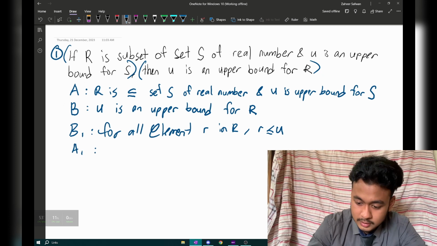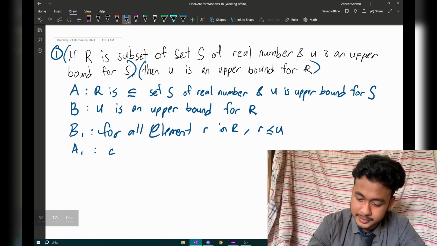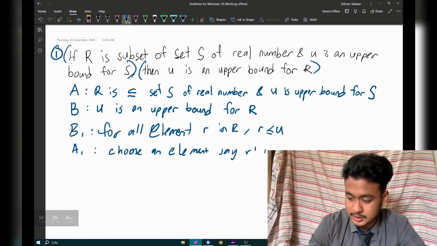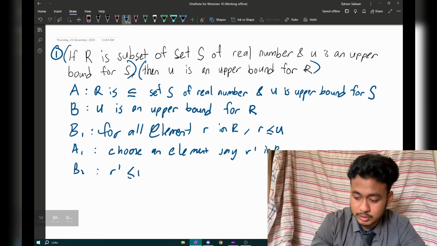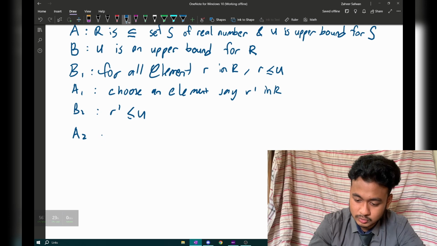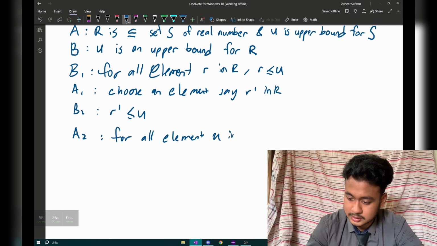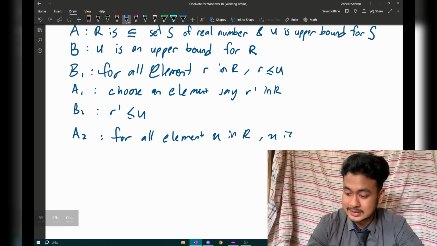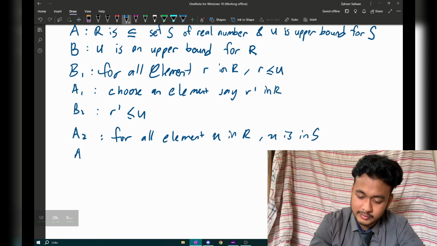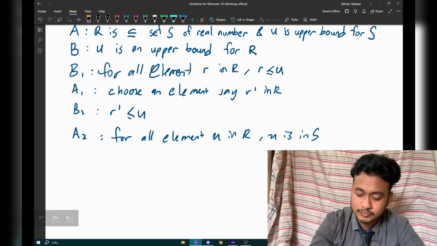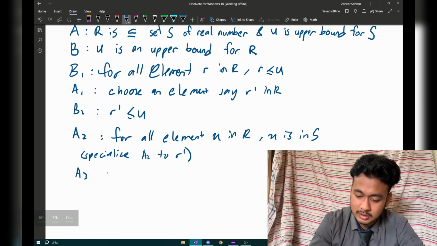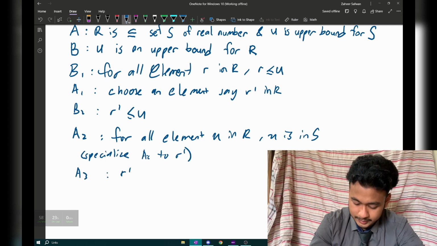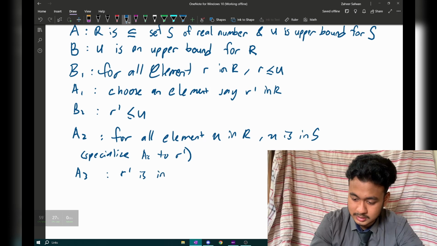Our A1, we have to choose an element, say that is r prime in R. So our B2 is r prime less than or equals to U. For our A2, for all elements x in R, x is in S. We have to specialize A2 in order to get A3. Specialize, we will get our A3, r prime is in S.